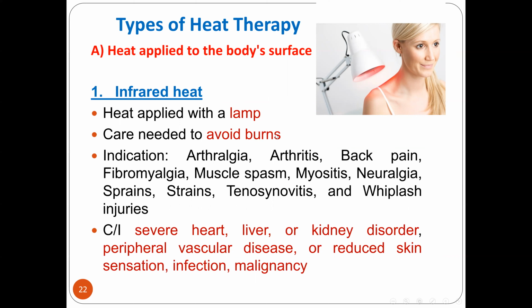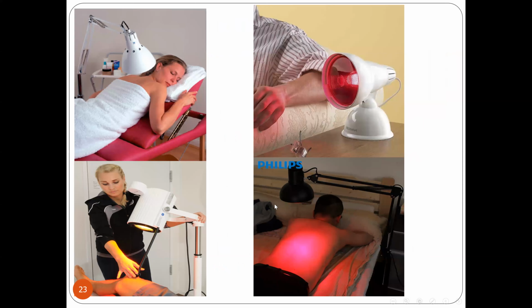What are the indications and contraindications for heat therapy? The indications include arthralgia, arthritis, back pain, fibromyalgia, muscle spasm, myositis, neuralgia, sprains, strains, tenosynovitis, and whiplash injuries. The contraindications are mainly severe heart diseases, liver or kidney disorders, peripheral vascular diseases, reduced skin sensation, infection, and malignancy.